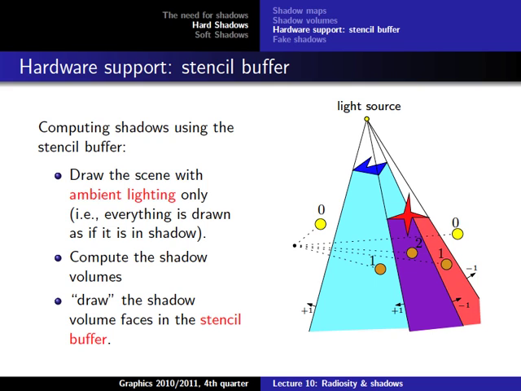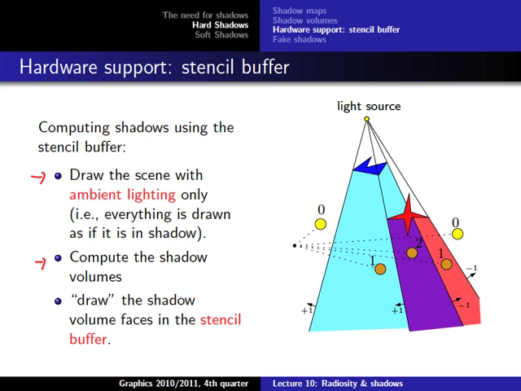concrete example. So what we do with the stencil buffer, we first draw the scene only with ambient lighting, which basically means we draw it as if everything would be in the shadow. Then we compute the shadow volumes, and basically treat them in the same way as we would compute the values for another object, because like in 3D this is just a cone, or in 2D it's just a polygon.